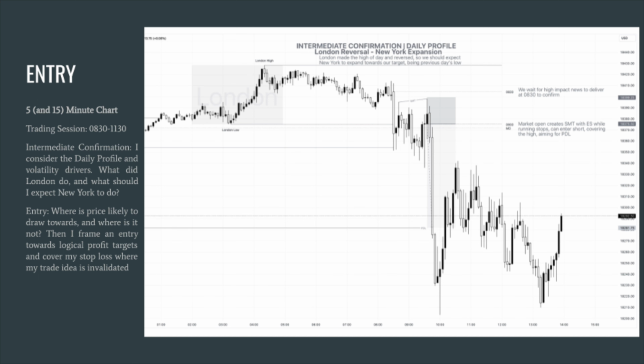London retraced higher, then reversed, so we should expect our session to expand lower towards our target, in this case being previous day's lows as the low-hanging fruit objective. At market open, NQ diverges with the ES while taking liquidity, so we can enter short, covering the high where price does not need to return to, and aim for previous day's low. At that point, you can scale out, leave runners for your longer-term downside objective, or cash out and re-engage should an opportunity present itself again on Friday.